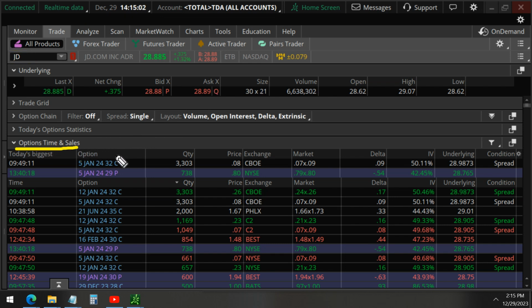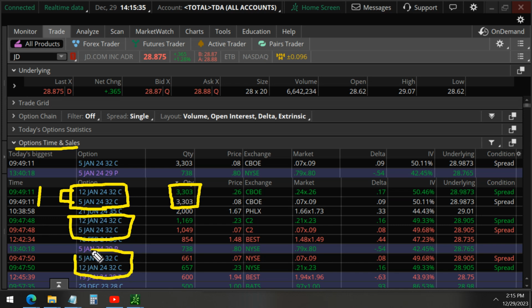Here we have the options time and sales tape. We can see here at the 9:49:11 second mark, we have 3,303 contracts for the 32 strike calls, but different expiration cycles. This is what makes it a calendar spread. Same strikes, but different expiration cycles, January 12 and January 5. We can see here other trades as well for this same trade, okay? And we'll find the total amount.